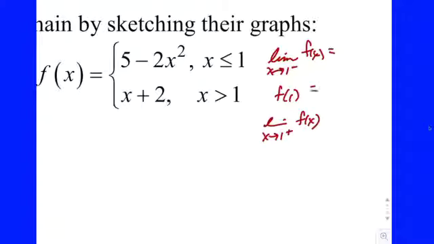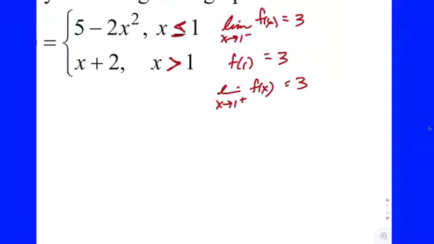The left of is the top one. It's the less than, so I plug in and I get 3. F of 1 is also the top one. That's where the equal sign is. That's 3. And the right of is the bottom one. That's greater than. You plug in and you get 3. So here would be your argument, right? Because 3 equals 3 equals 3, F is continuous at x equals 1.